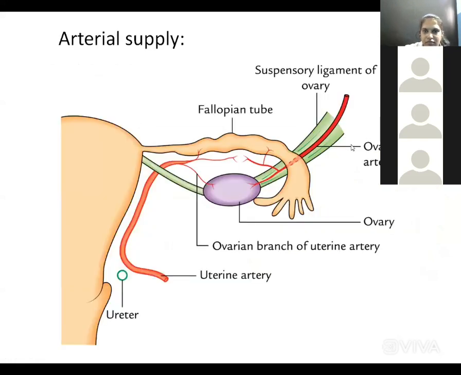Arterial supply. Now this is the suspensory ligament, and we have seen the ovarian artery from the external iliac.